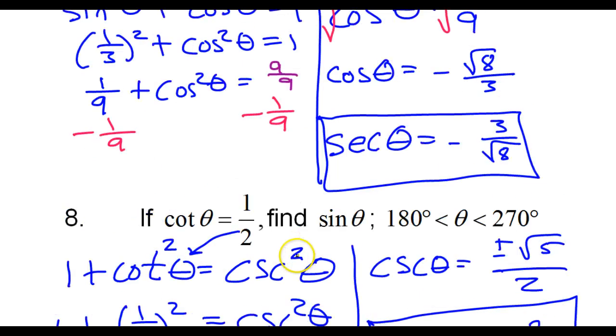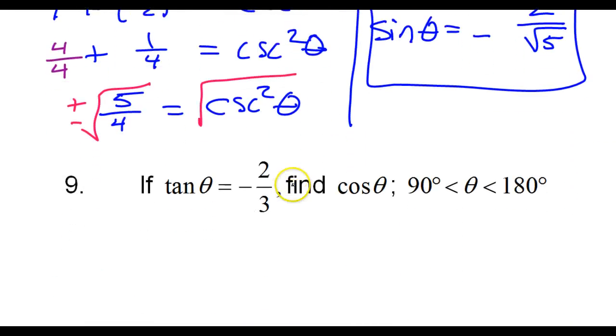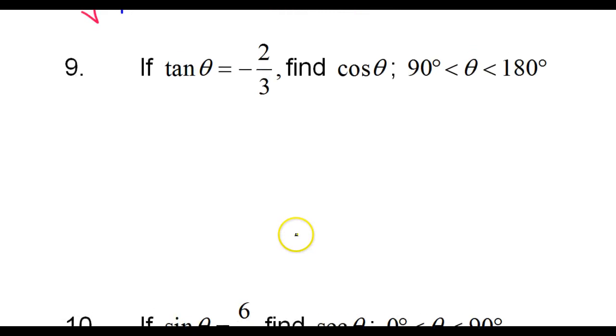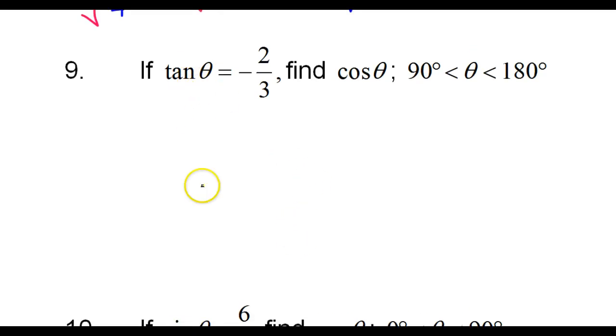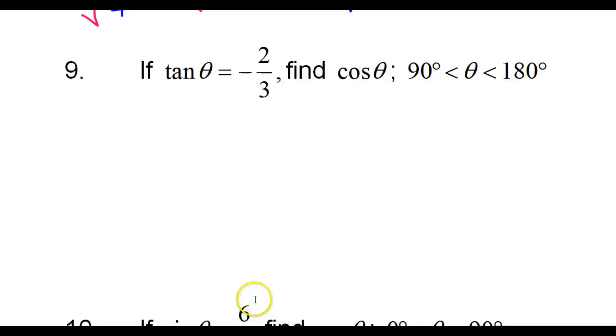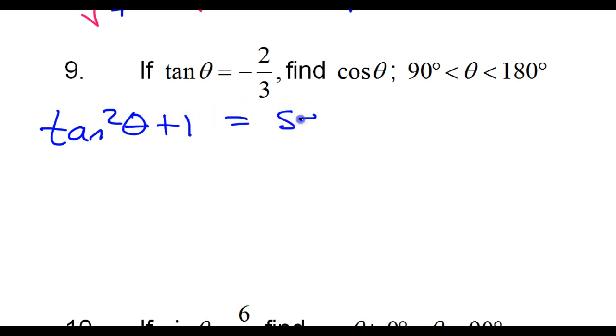Alright, those two problems only took 5 minutes, so let's go ahead and power through and do these last two examples on the same video. So I'm seeing tangent right there, so I'm going to use this version of the identity. So that means I've got tangent squared theta plus 1 is equal to secant squared theta.